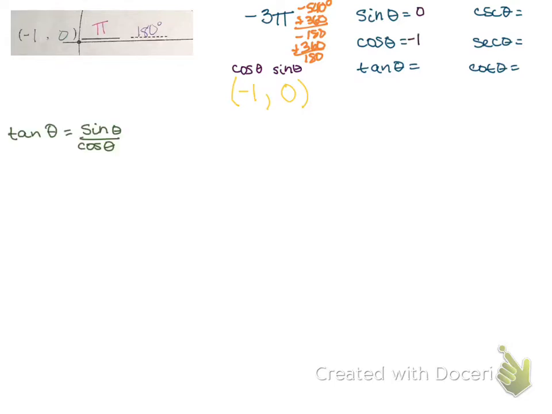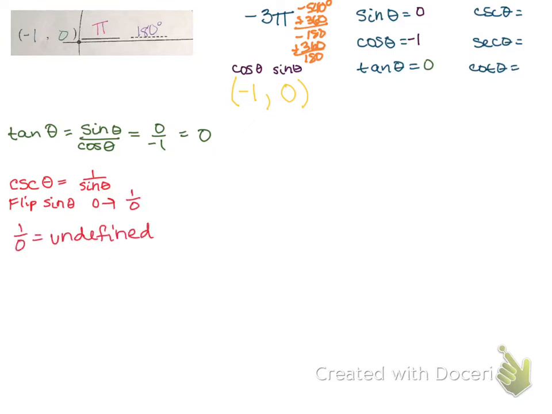Tangent is sine over cosine, so that would be 0 divided by negative 1, which would be 0. So my tangent is 0. Cosecant is 1 over sine, which means you flip sine. So flip sine, that means you flip 0. Remember, 0 is over 1. This is 0 over 1. So when you flip it, you get 1 over 0. But 1 over 0 happens to be undefined. So my cosecant is undefined.